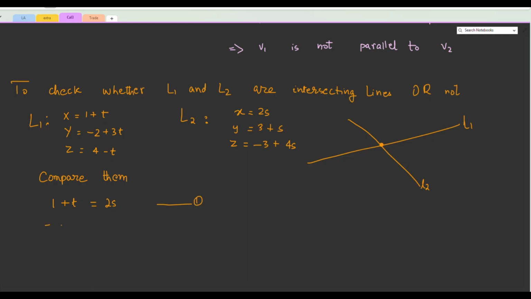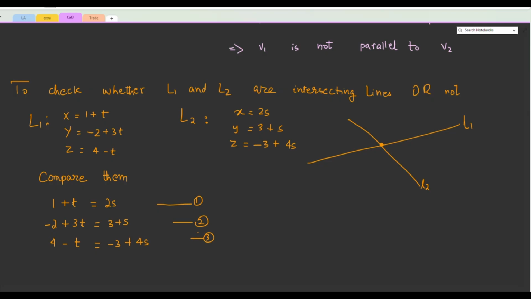And similarly the y component will give you minus 2 plus 3t equals 3 plus s, which you can call equation number 2, and the z component will give you 4 minus t equals minus 3 plus 4s. That is our equation number 3.